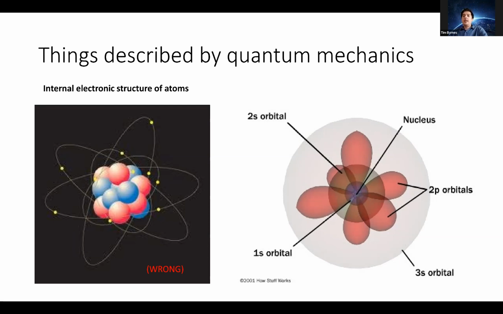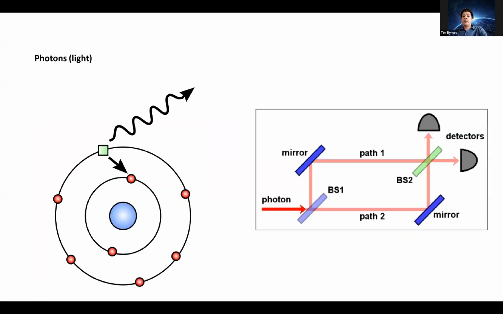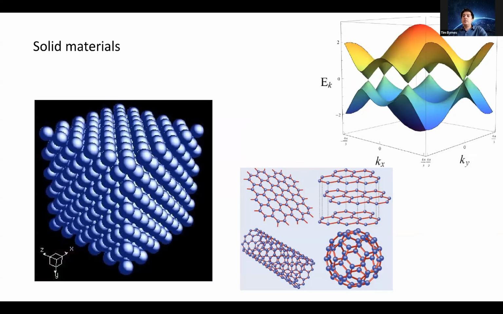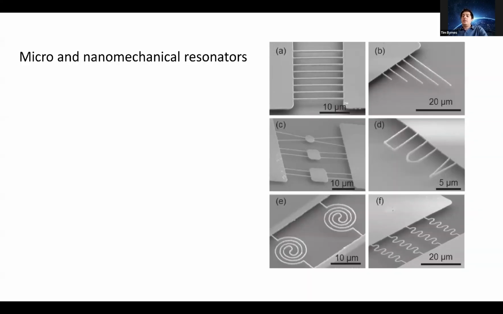So things like atoms, using the electronic orbital states of atoms; light itself, so you can use photons and consider that a quantum system, and use light to create various quantum states; solid materials, where you can maybe design new crystals with different properties; and these types of micro and nanomechanical resonators.